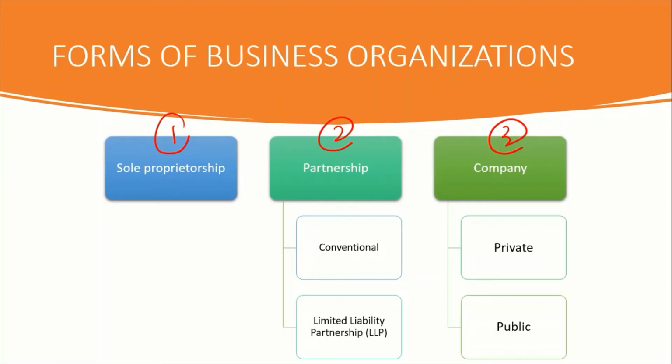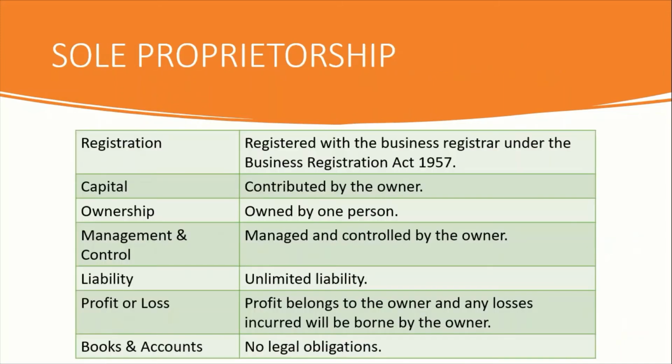Okay, the third one is company. The business form for the last one is company, which is divided into private and public. Most people would know business form in this form, in company form. Private company would be the Sendirian Berhad, while the public would be Berhad. These are the general and basic explanation of a company. In the next slide, we'll go into detail.